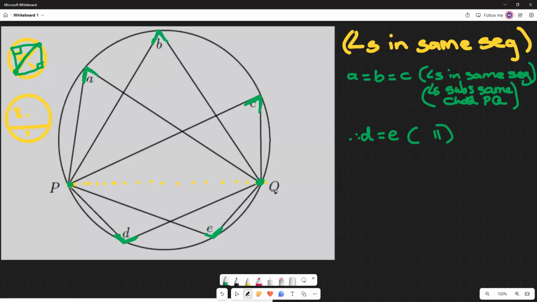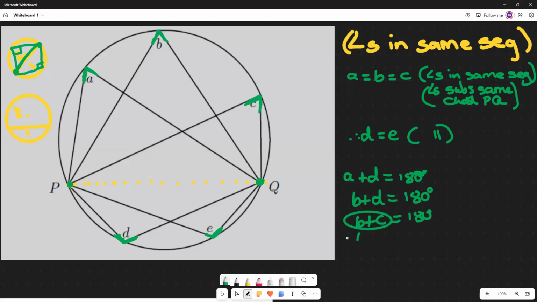The angles subtended by the same chord in opposite segments add up to 180. We're going to talk about this theorem later. So we can conclude that A plus D equals 180 degrees. Or you can say B plus D equals 180 degrees. Or you can say B plus C equals 180, because these two angles are subtended by the same chord.